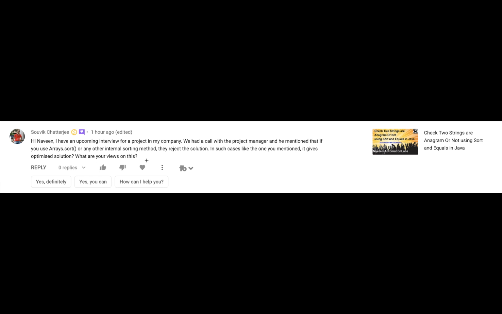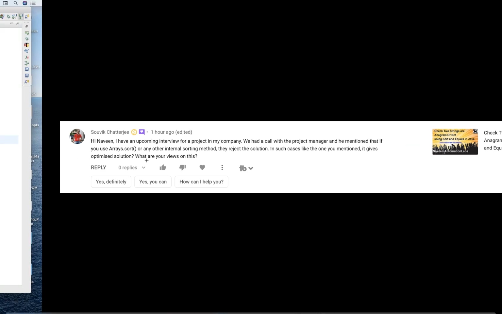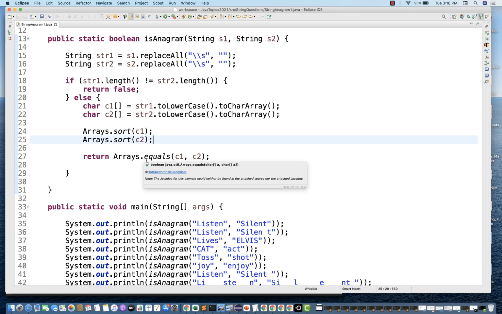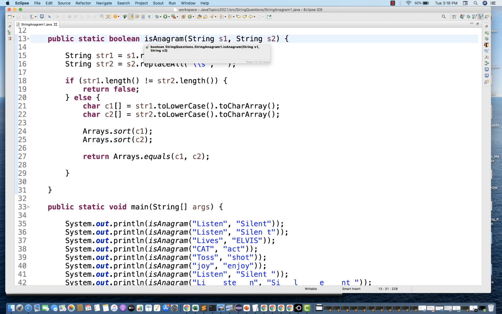It's a very, very valid question. There are a lot of people who ask whether we need to use inbuilt functions, the ready-made functions which are already available in some library or in some class. Guys, it's perfectly fine to use that. See, try to understand here. Let's see this particular example, is anagram. It means whether these two strings are anagrams or not.